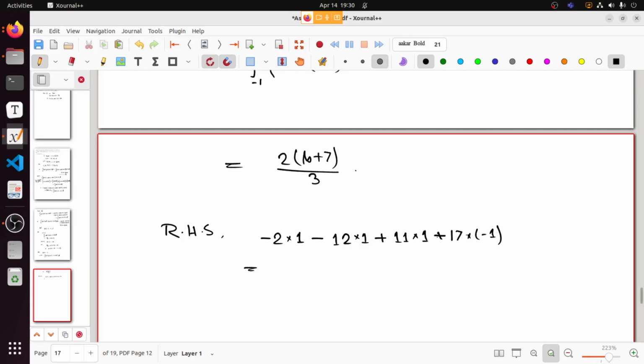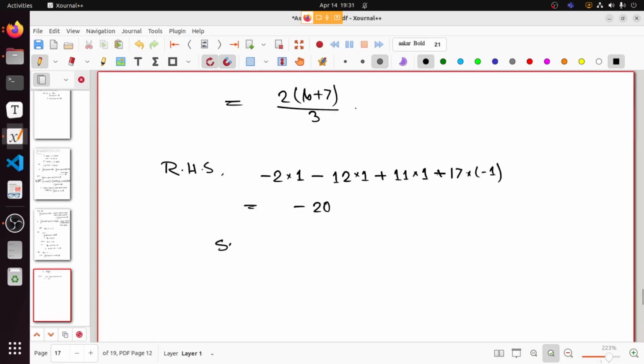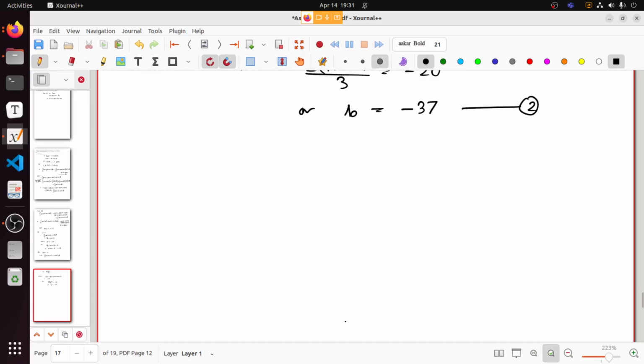So if you calculate this, then what will you get? You will get minus 20. So we will get 2 into b plus 7 by 3 equals minus 20, or from here you will get b equals minus 37. So this is equation 2. Now you have to put the last one. So p(t) equals t square, right?